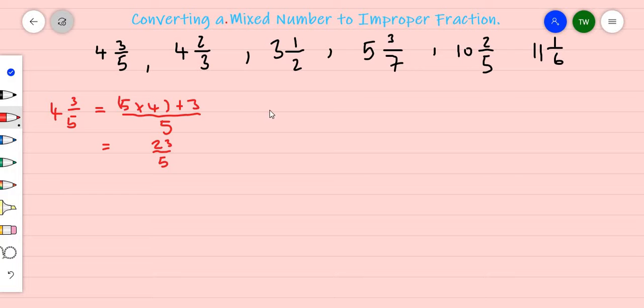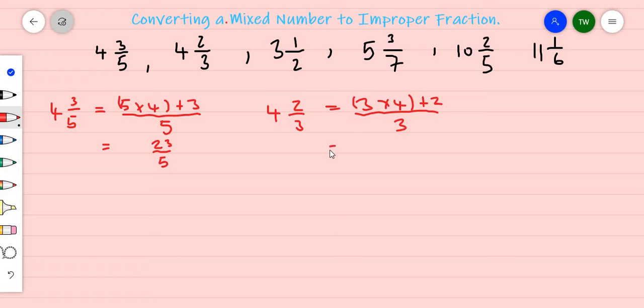Let's look at the second one, which is 4 and 2/3. Convert this to an improper fraction, then this is going to equal to 3 times 4, which is the whole number. Put that in a bracket. Plus the numerator, which is 2. All divided by your original denominator of 3 here.